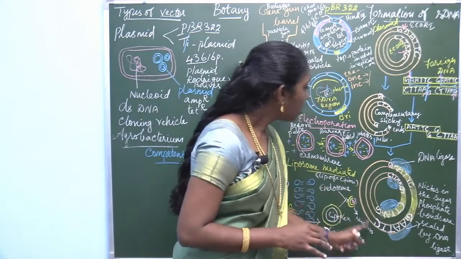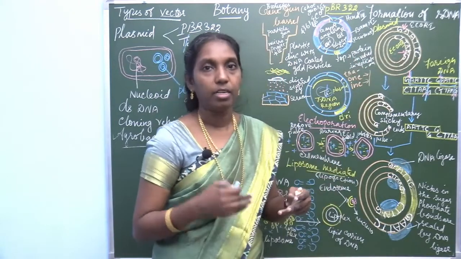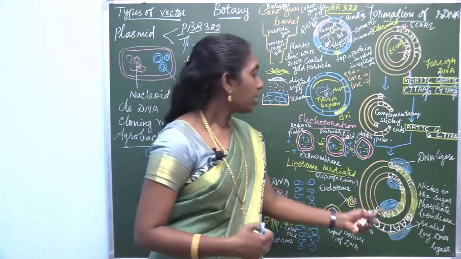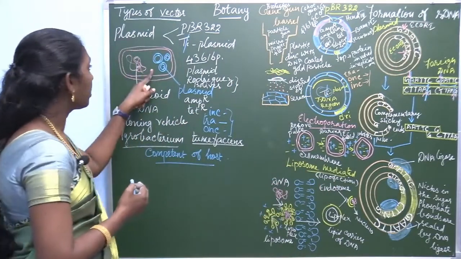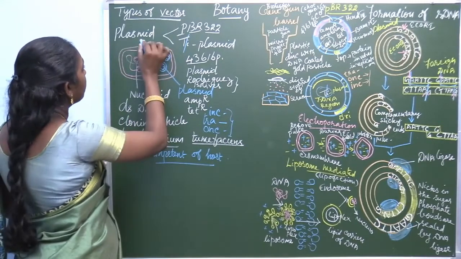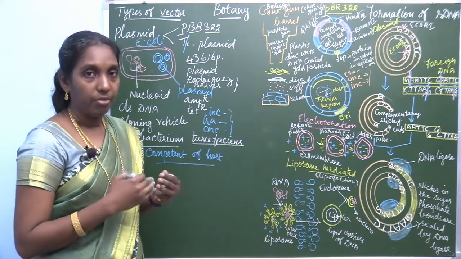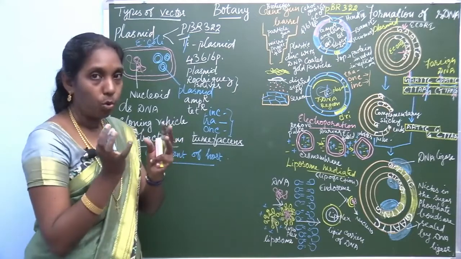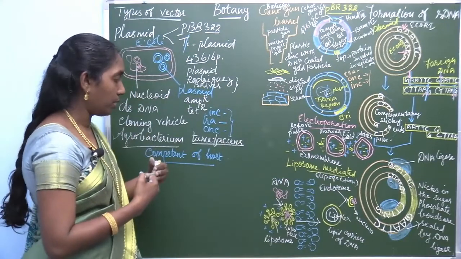As a result, recombinant DNA is obtained, newly formed DNA, where two different genes are joined together. So here the vector is ready. The common vector used is E. coli, Escherichia coli. Because of several reasons, this E. coli is selected as the competent host. Now this recombinant DNA can be introduced into the host.